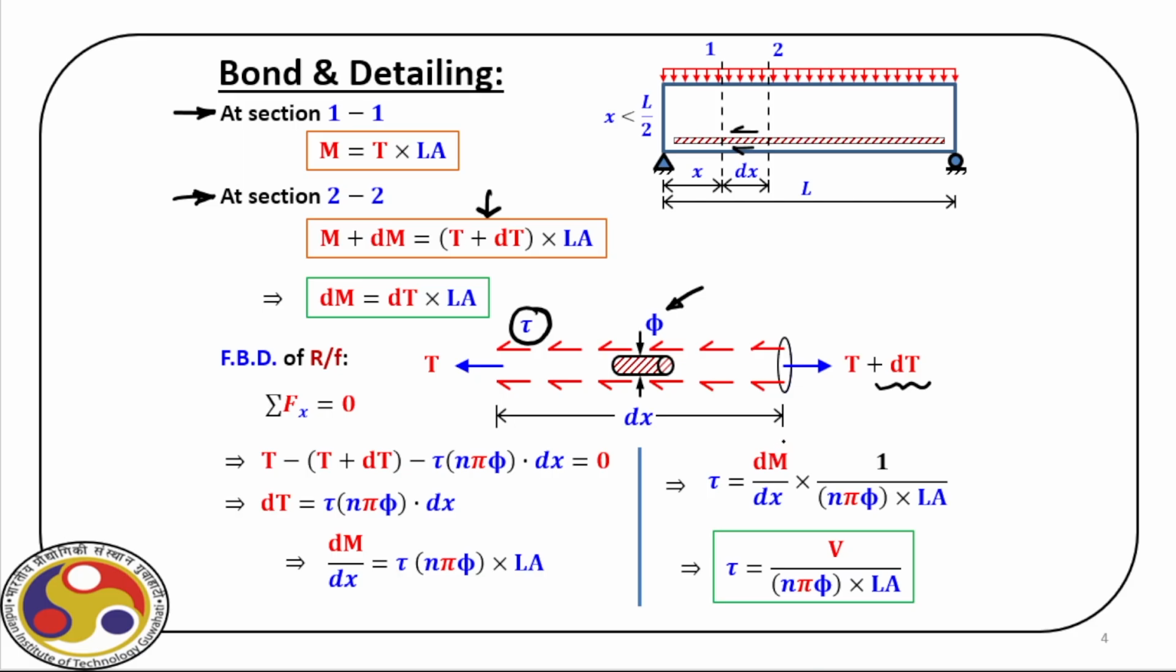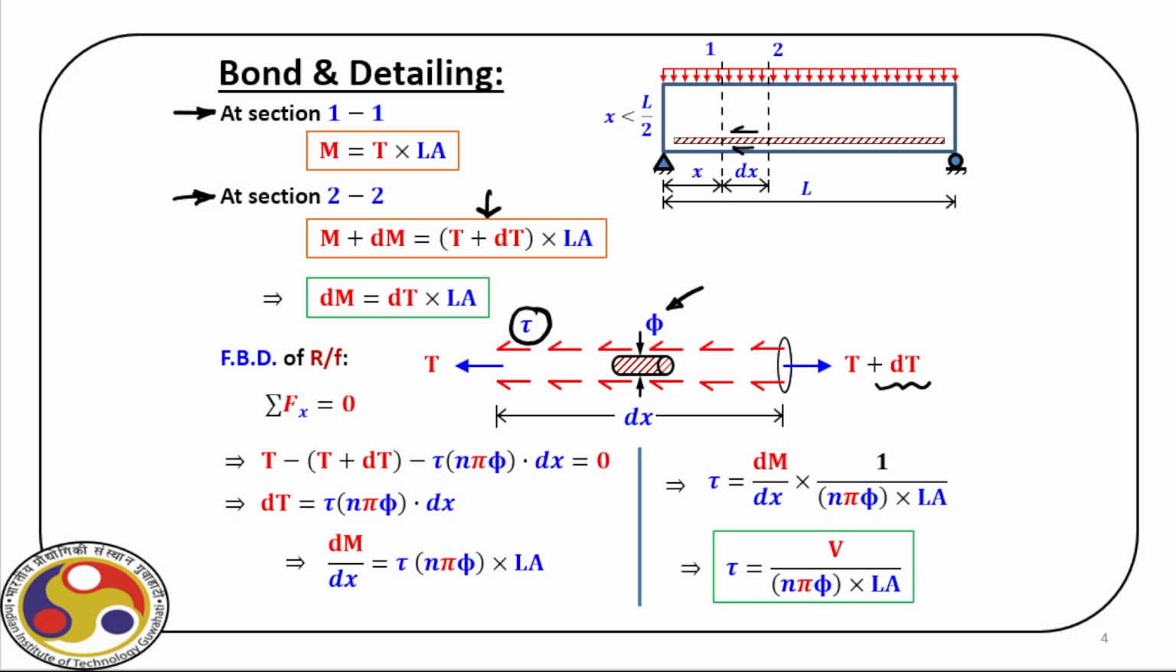Now, this quantity dM by dx between section 1,1 and 2,2, we know is nothing but the shear force acting. So ultimately, tau is V by, in the denominator, n pi phi times LA. That is the expression of bond stress, right? Remember, it is against flexure between section 1,1 and 2,2.